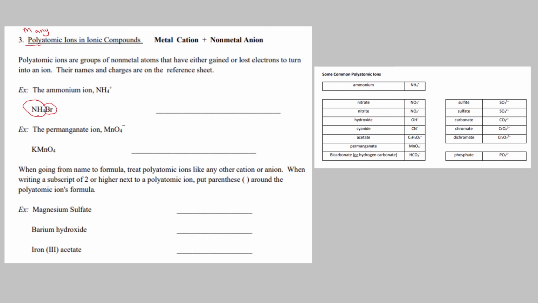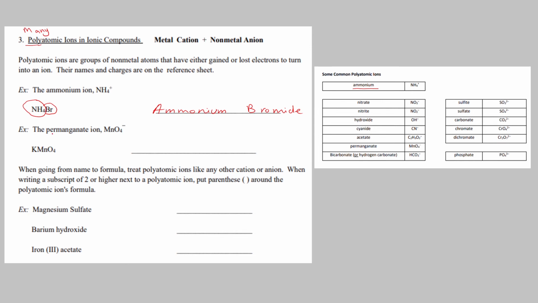For the name of the cation, remember that the name of the cation is always from the periodic table, or whatever name we have, we don't change. So the name of this cation is ammonium, so we are going to write down ammonium. And then for the anion, we are going to change the ending with IDE. So it will be ammonium bromide.